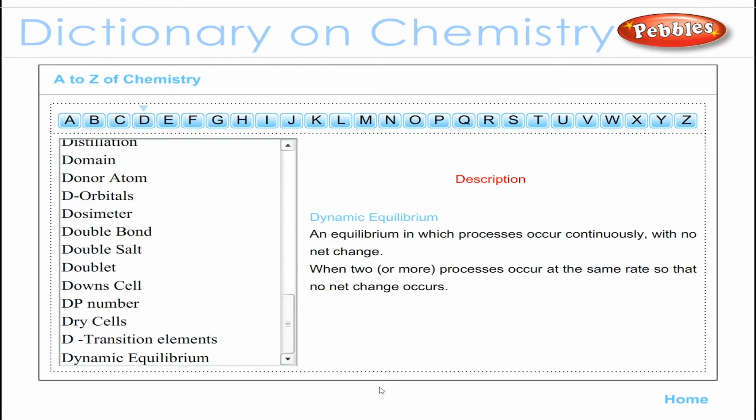Dynamic equilibrium, an equilibrium in which processes occur continuously with no net change, when 2 or more processes occur at the same rate so that no net change occurs.